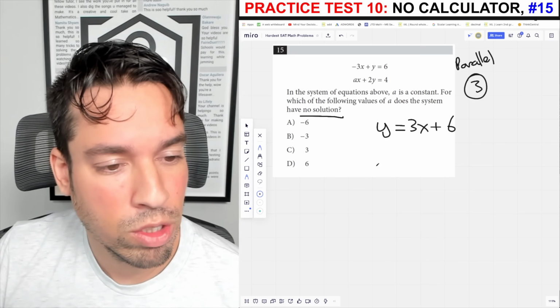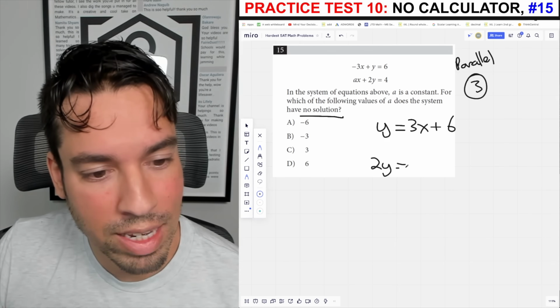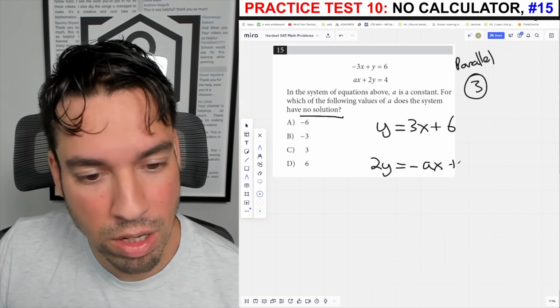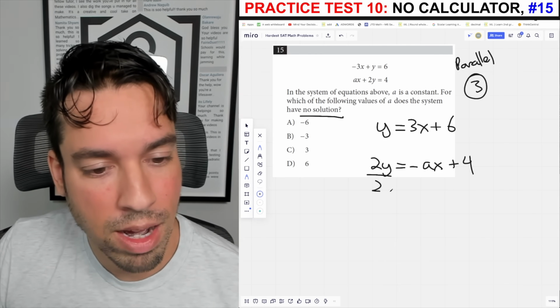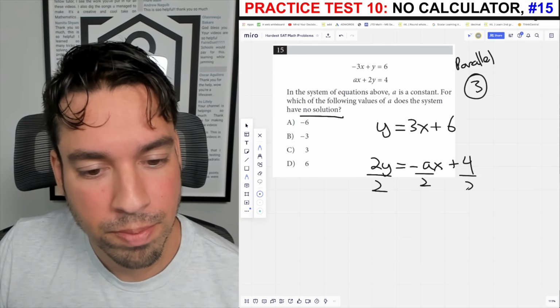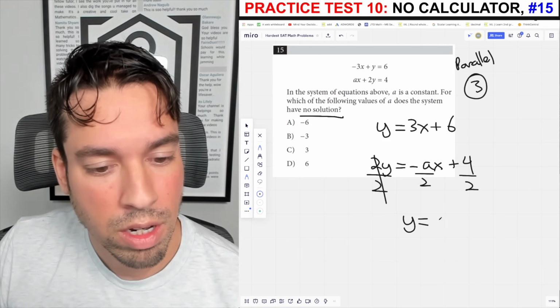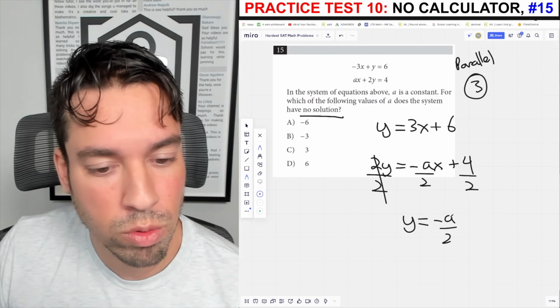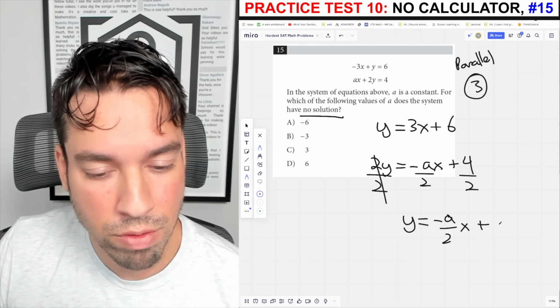Then I'm going to do the same with this one, put it into slope-intercept form. 2y equals negative ax plus 4, and then I'm going to divide everything by 2, and I get y equals negative a over 2 x plus 4 divided by 2, which is 2.